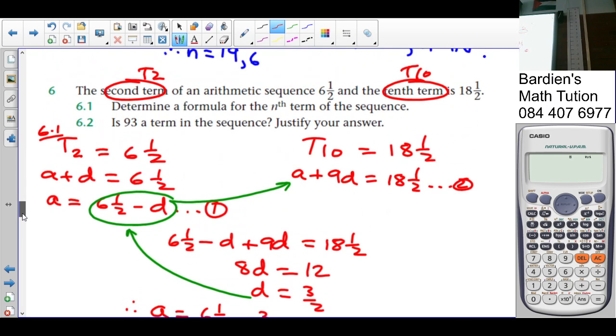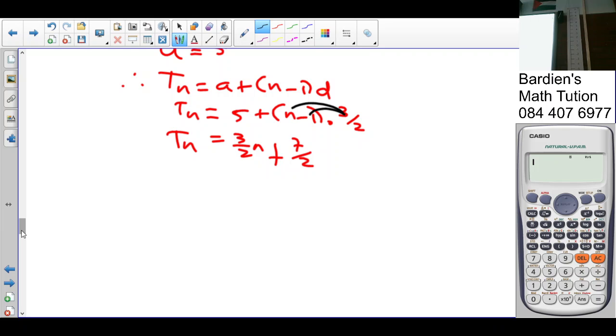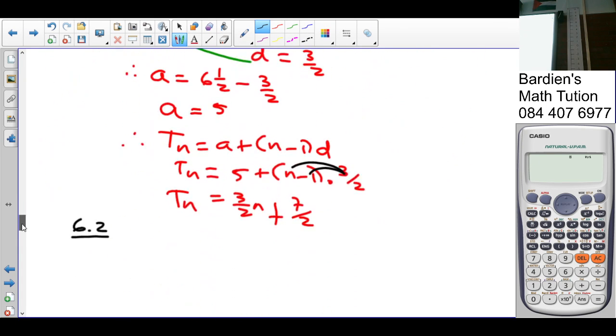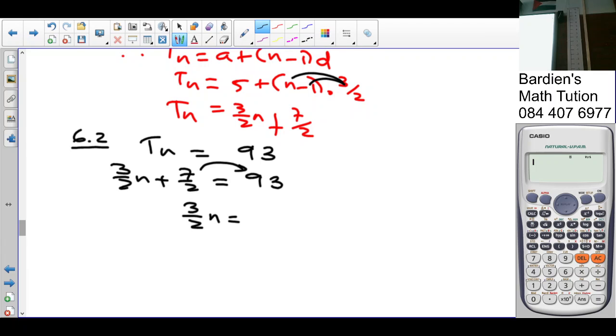Then in 6.2, is 93 a term in the sequence? 93. Tn is equal to 93. Let's check. So it's 3 over 2 n plus 7 over 2 is equal to 93. Linear equation. Variables one side, numbers the other side. So 93 minus 7 over 2 is what? Sorry?